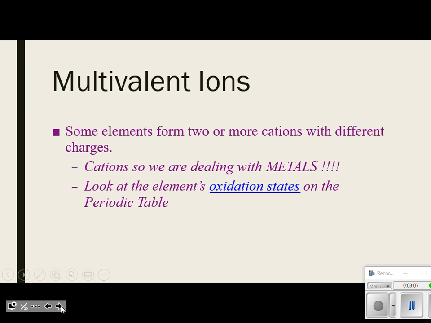Multivalent. Some elements can form two or more cations with different charges. Notice that it says cations, people. Cations. So we are dealing with metals. That's why I said don't worry about all those little numbers above chlorine. It's a nonmetal. When we're talking about multivalent ions, we are talking about metals. We talked about looking at the oxidation states, so I think we're all right with that.